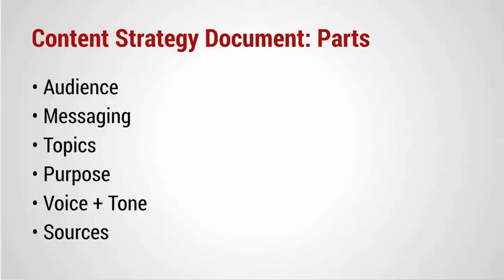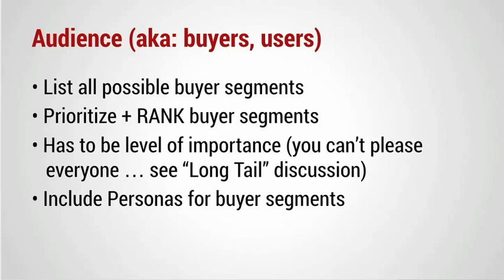So what are the parts of a content strategy document? Audience, messaging, topics, purpose, voice and tone, and sources. So audience, again, I think I've mentioned this to you guys before. Audience is really the same as buyers or users. I tend to use these terms interchangeably. But what you want to do in this section of your content strategy document is list all the possible buyer segments, which you actually did for your research phase.